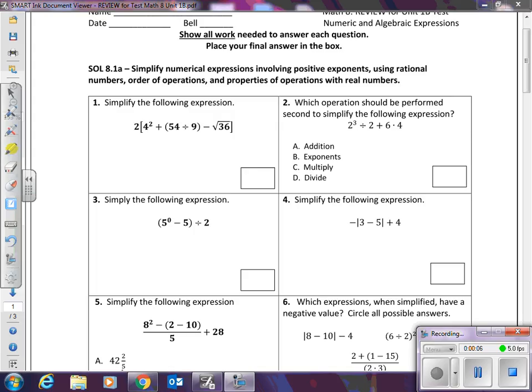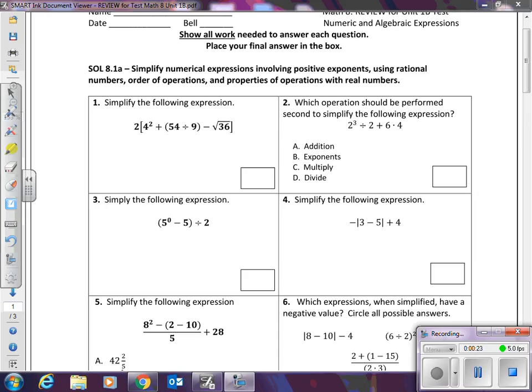This video is going to go through and explain and work out all of the problems that you have on your test review for the upcoming Unit 1B test. So you want to make sure that you are checking your answers and figuring out where your mistakes were and what the correct reasoning behind the explanation is.